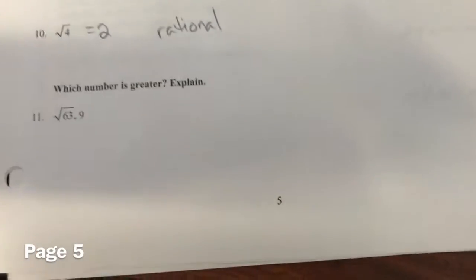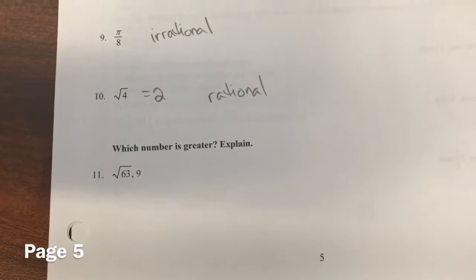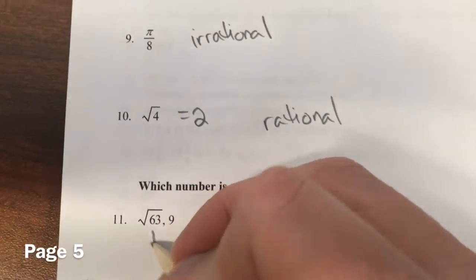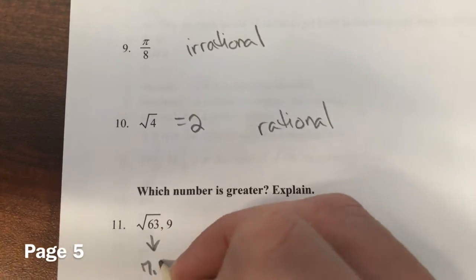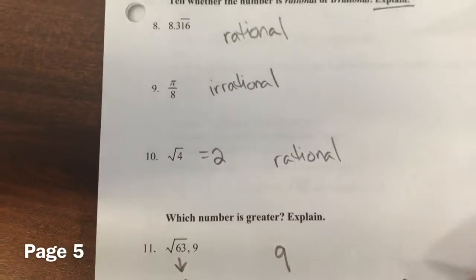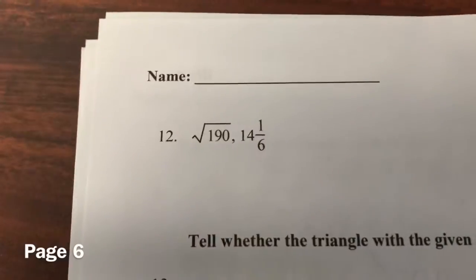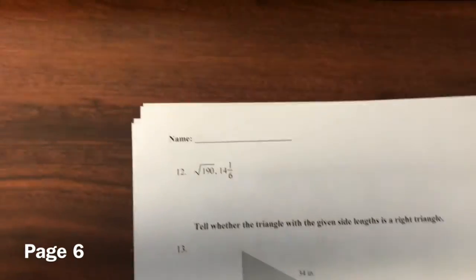Easy. Speaking of easy, let's get this one out of the way. Which number is greater? I know the square root of 64 is 8, which means that's going to be less than 8, so we'll call it 7.9. So 9 is greater, and it's because 9 is bigger than 7.9. Dunzo.